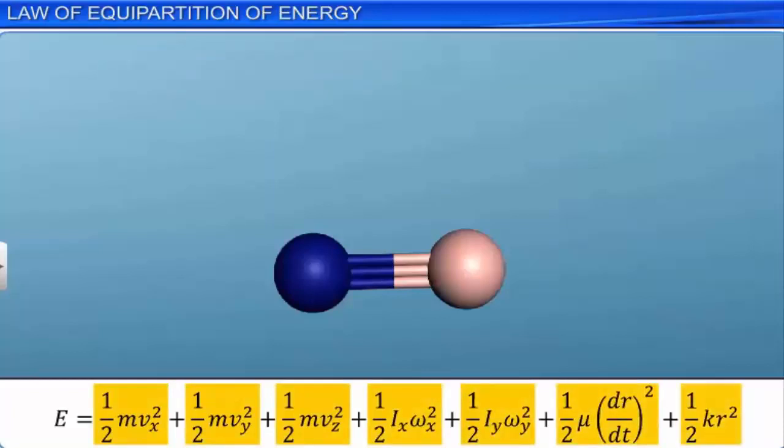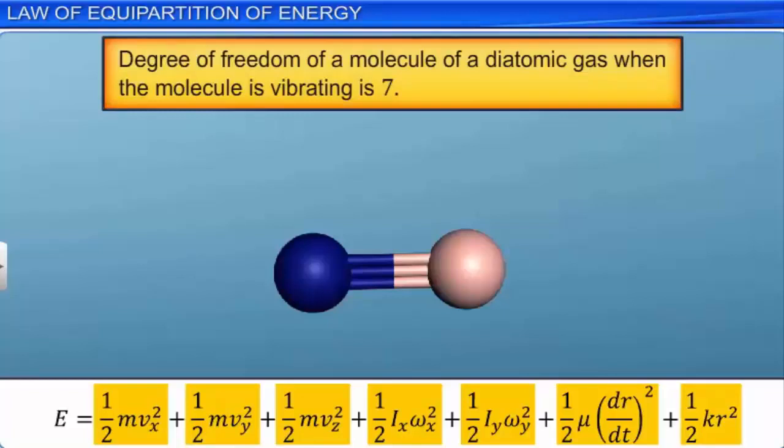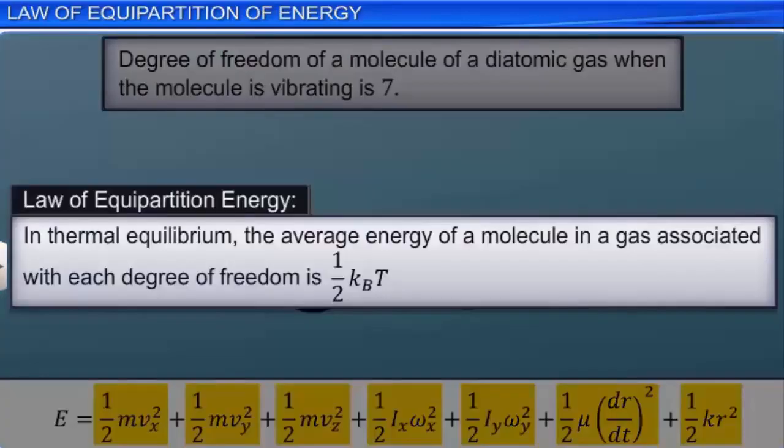So, the degree of freedom of a molecule of a diatomic gas when the molecule is vibrating is 7. The law of equipartition of energy states that, in thermal equilibrium, the average energy of a molecule in a gas associated with each degree of freedom is equal to half kBT.